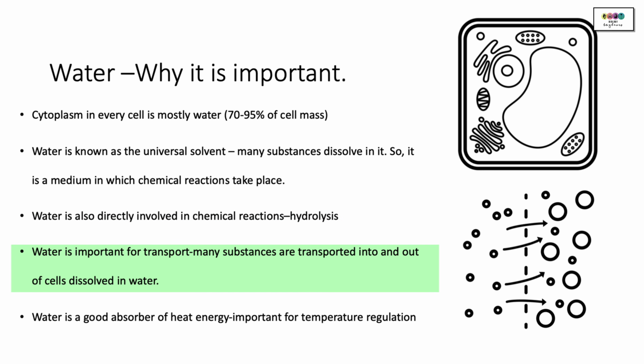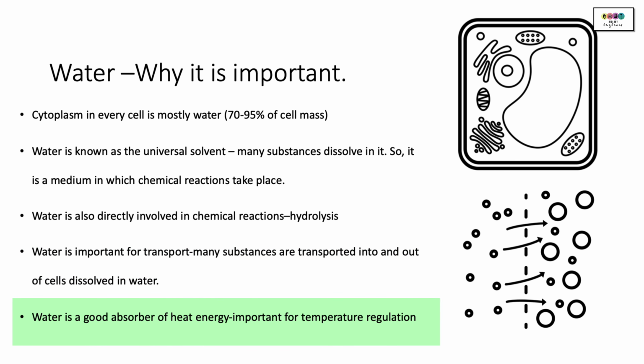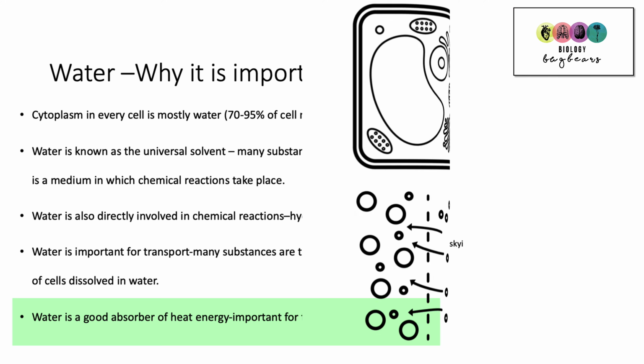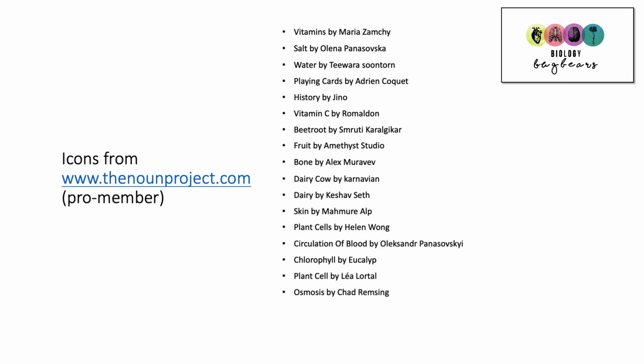Water is also important for transport. Many substances are transported into and out of cells dissolved in water. And water is a good absorber of heat energy, which is important for temperature regulation. So that concludes our revision videos on biomolecules.